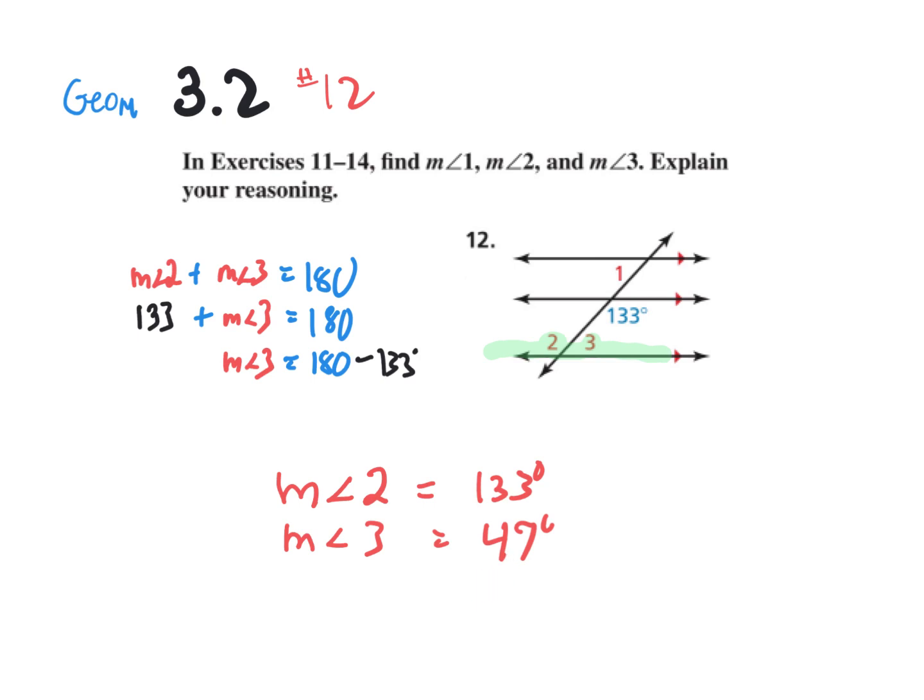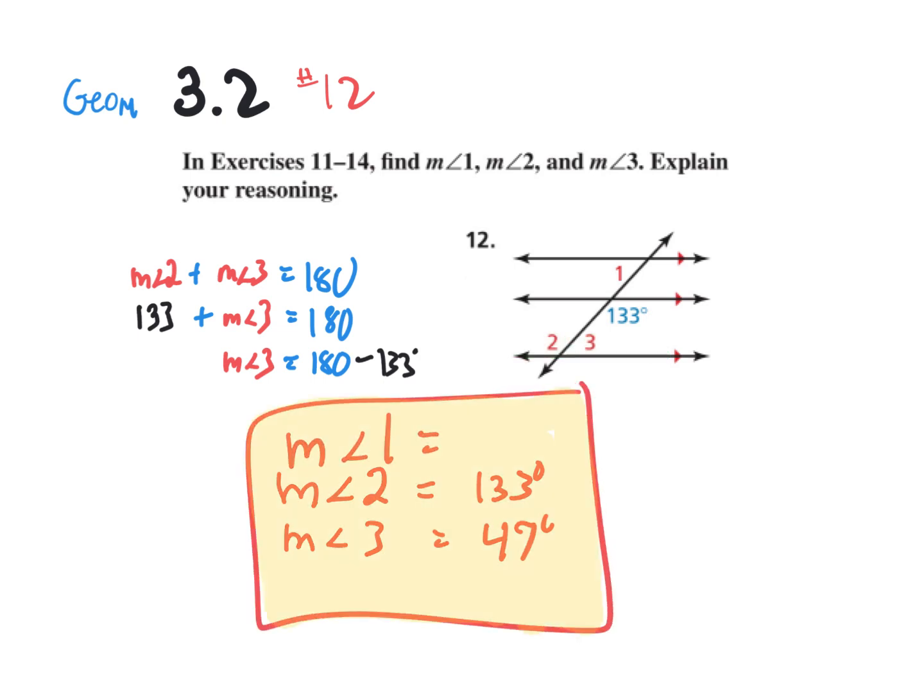All right, that leaves us with the measure of angle 1. For the measure of angle 1 here, let's ignore the middle line. When we ignore the middle line, we can see that these two parallel lines are crossed by this transversal, and angle 1 and angle 2 are consecutive interiors. So those two angles have to be supplementary and add up to 180. So if the measure of angle 2 is 133, then the measure of angle 1 is 47.